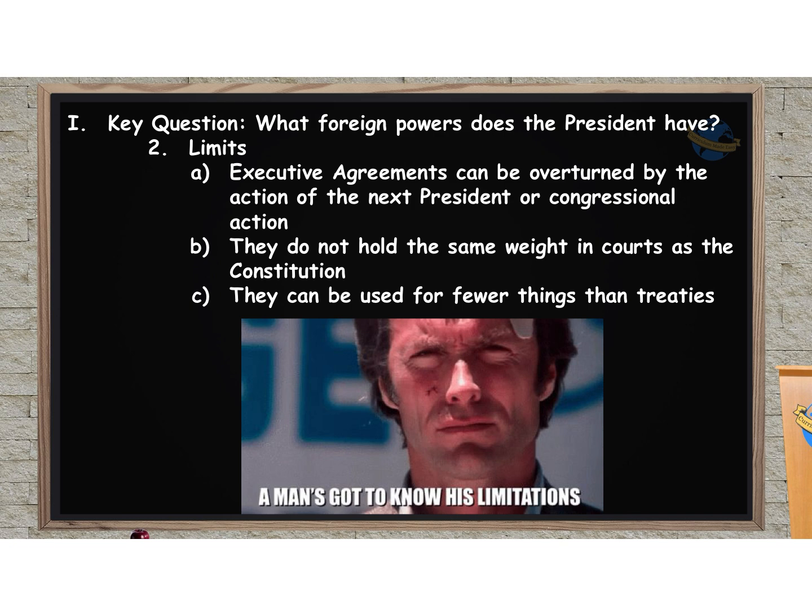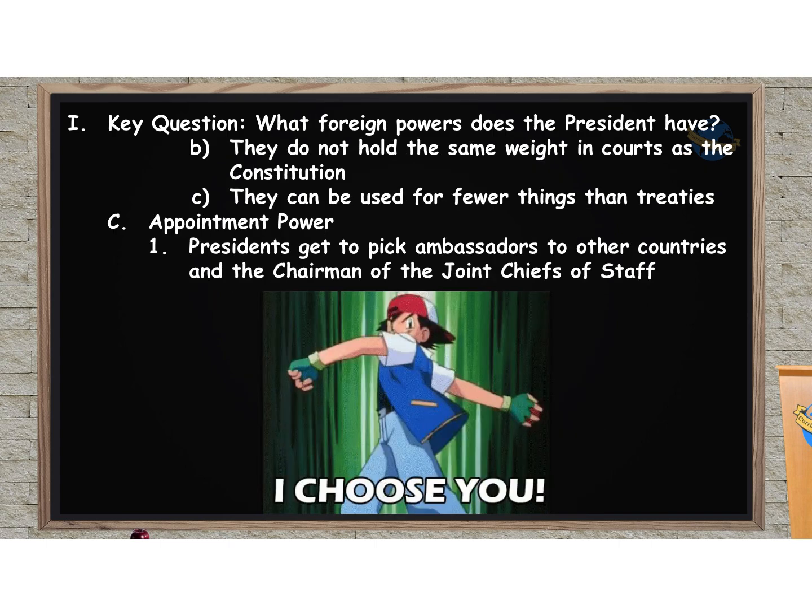It's also harder to use an executive agreement because they're limited to the powers that the president does have domestically within the country, whereas treaties don't have as many limits. So presidents would prefer a treaty, but if they can't get one through the Senate, then they'll settle for a weaker executive agreement. Presidents also have appointment powers.